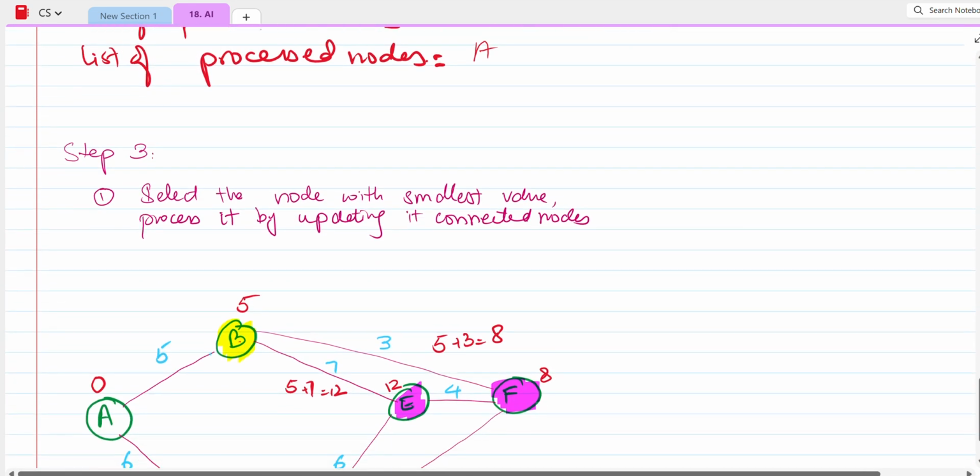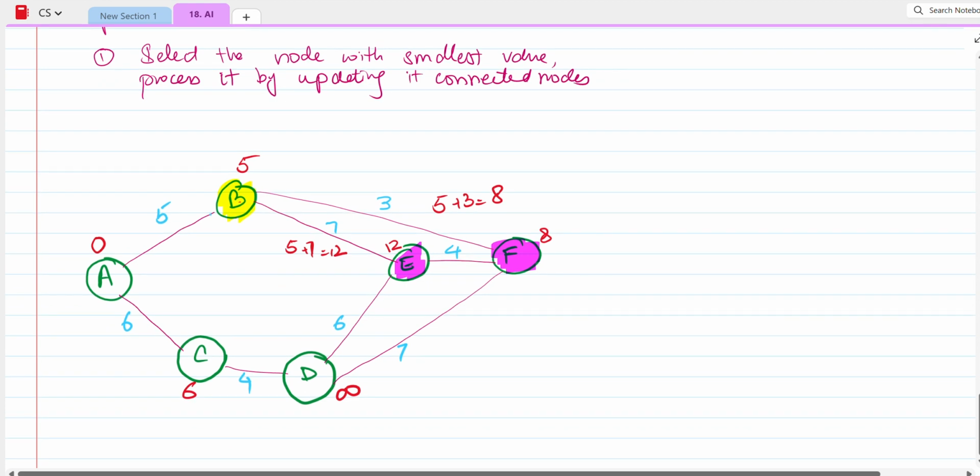Then the next step, let's just erase these values first.